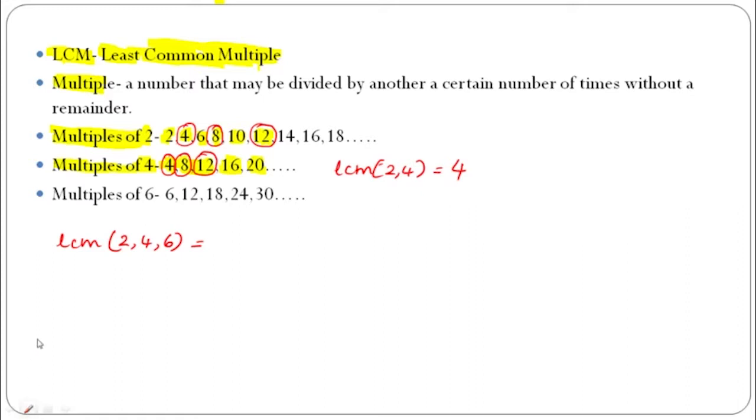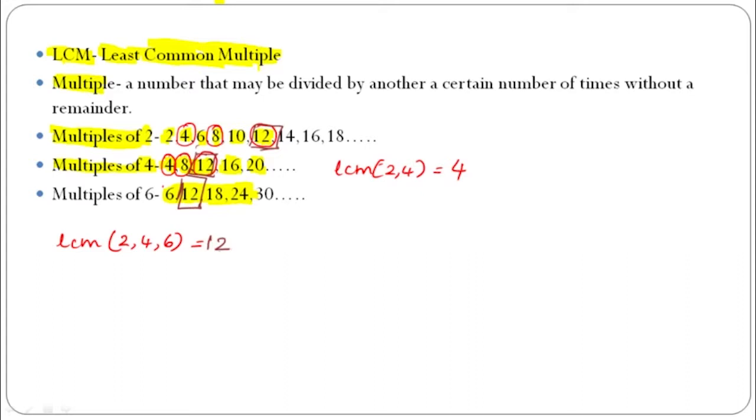Here we have written the multiples of 2 and the multiples of 4. Now let's write the multiples of 6 as well. Which are the multiples of 6? 6, 12, 18, 24 and so on. So which multiple is common among 2, 4 and 6 and is also the least one? Which is the least common multiple among 2, 4 and 6? That is nothing but 12. 12 is a multiple which is common to 6, 2 and 4 and it is the least common multiple. So the LCM of 2, 4 and 6 is 12.